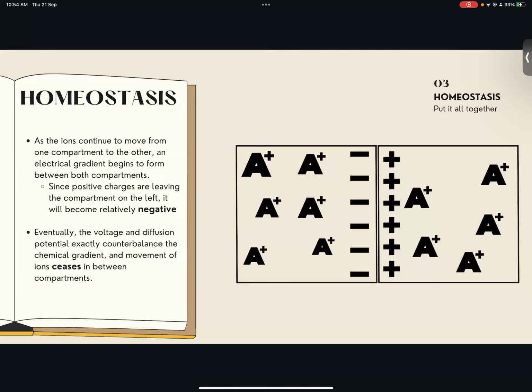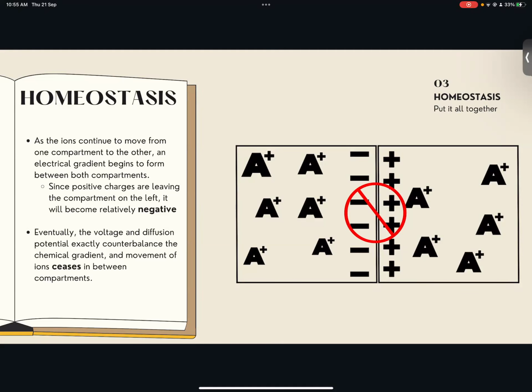But you start having opposite forces, because on one hand, the electrical gradient will be saying, hold on, I want to keep some of these positive charges. And on the other hand, the positive charges will be saying, but I need to equalize both of these compartments, and I need to equalize this concentration gradient. So once both of these forces are equal and opposite, all movement ceases. And that's what's so important about homeostasis.